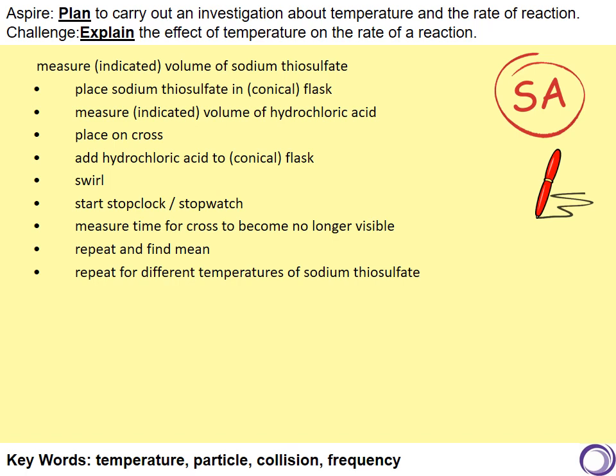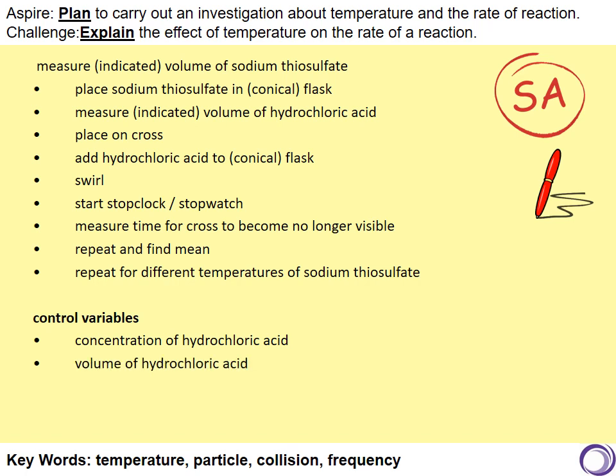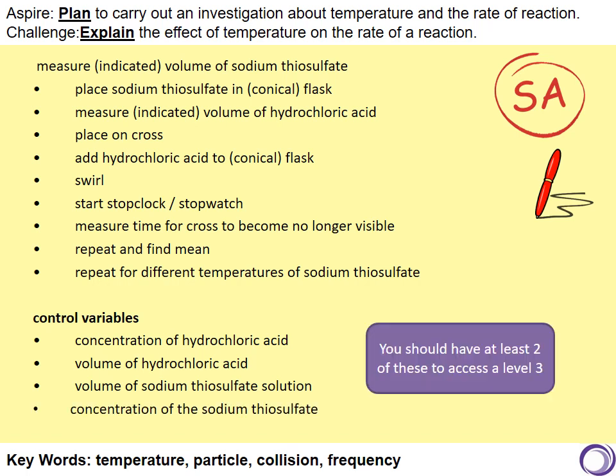All that said, if we didn't get the next points, then we don't get a level 3 answer. So we must have our control variables in there. So did you say you would control the concentration of the hydrochloric acid, keep it the same every time, or the volume, or the volume of the sodium thiosulfate, or the concentration of the sodium thiosulfate? I'd really expect to see at least 2 of these to be present if you were going to access a level 3.